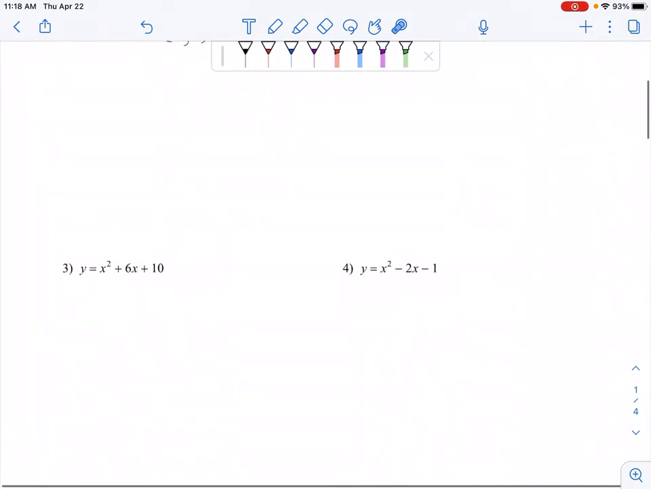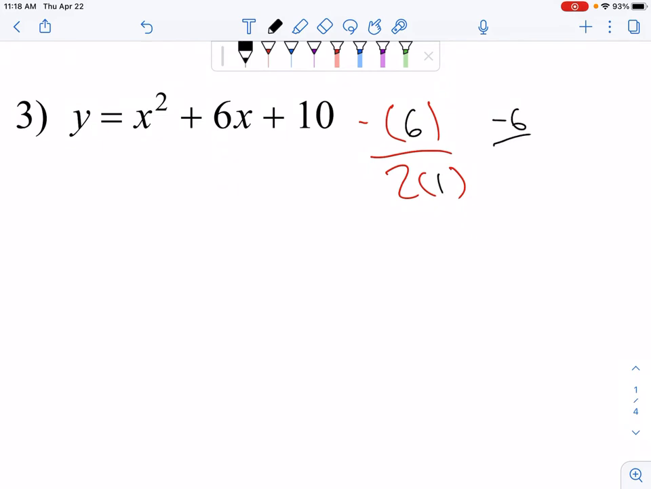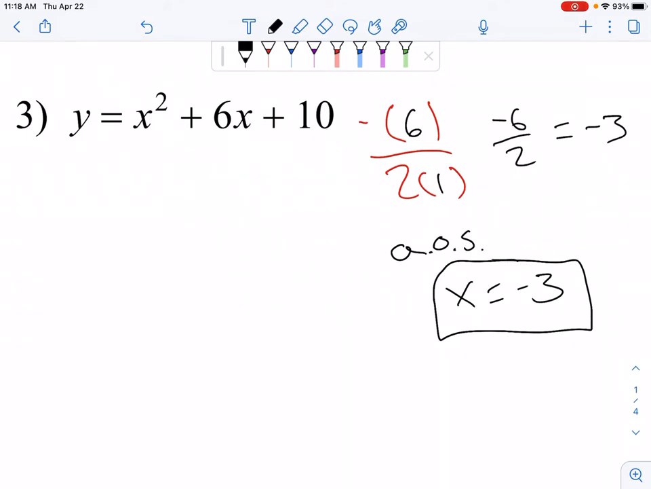Not so bad. So we can tell our y-intercept here is 0, 10, just by looking at it. But let's go through and we'll do the other pieces first. So I'm going to have negative b over 2 times a. So that's going to be a 6 in here and a 1 in there. So negative 6 over 2, which makes negative 3. So my axis of symmetry, x equals negative 3. We're going to replace x with that.